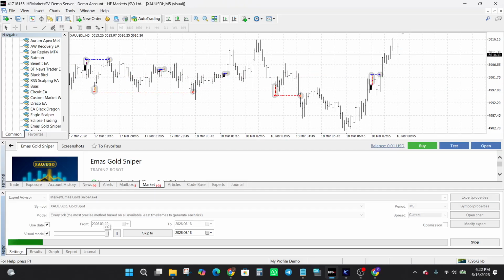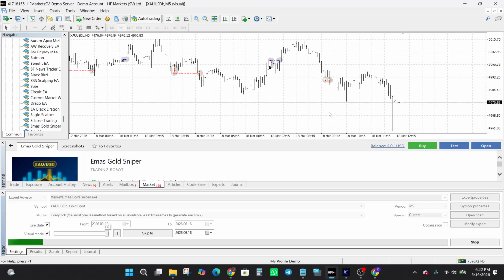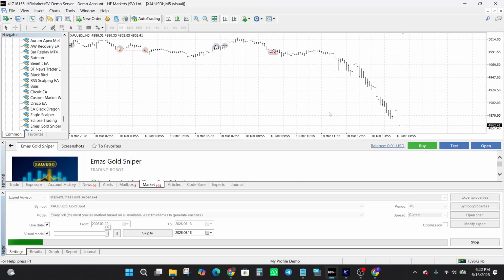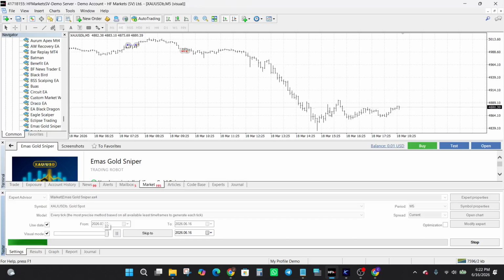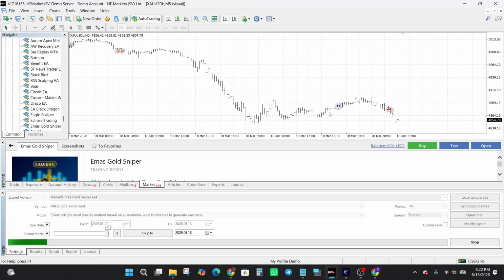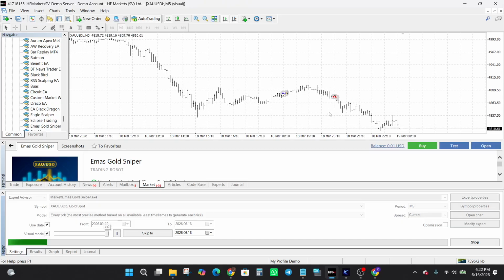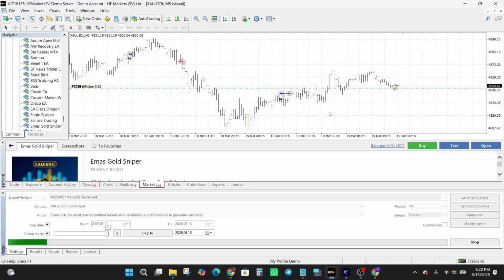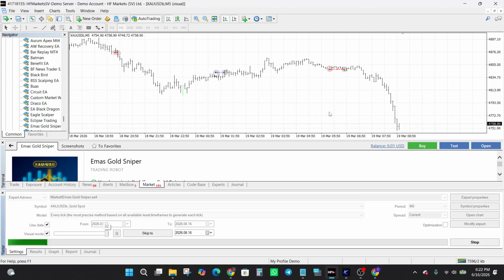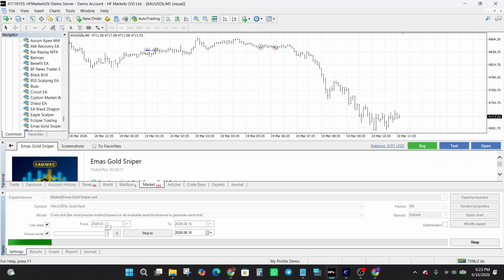Overall, the EMAS Gold Sniper EA is presented as an MT4 expert advisor built specifically for XAUUSD trading, combining EMA crossover signals, pending order execution, grid-based order placement, and multiple layers of risk management. As always, I encourage traders to perform their own testing and optimization before considering live deployment.